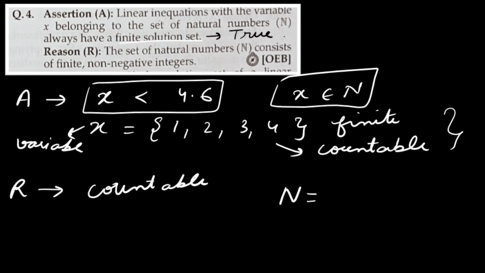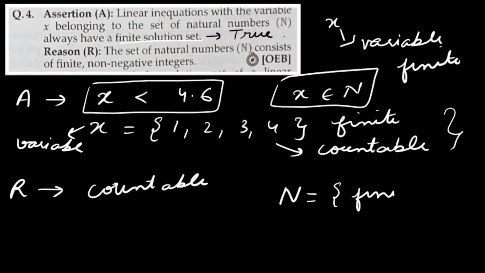First, the assertion statement says x can have, x means any variable. The assertion statement says the variable will always have finite answers, and that is true. I have shown you also with a few examples. But the second statement, the reason statement, is telling that the set of natural numbers is finite and non-negative. Non-negative is true because natural numbers are non-negative only. But do you think the set of natural numbers is finite?